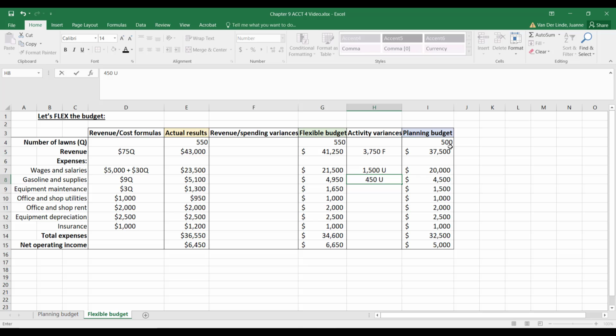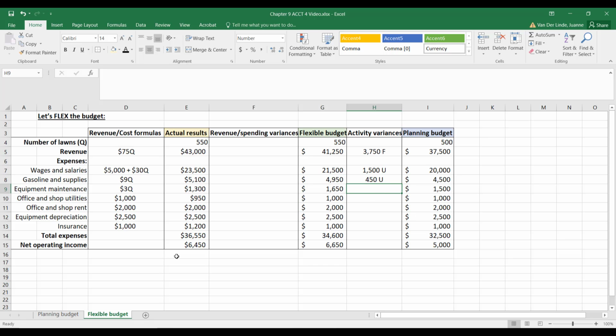At 500 lawns, we can see that the planned cost is $4,500, but at 550 lawns, that cost is going to have to go up to $4,950. And we're simply labeling this variance of 450 as unfavorable because of how a variable cost behaves. When activity goes up, that cost goes up as well. So that's an unavoidable relationship, cause and effect there. With certain costs, based on the behavior, as activity goes up, costs go up. But same thing with revenue, right? It's a give and take there. As activity goes up, we expect revenue to also go up, but the same thing for expenses as well.